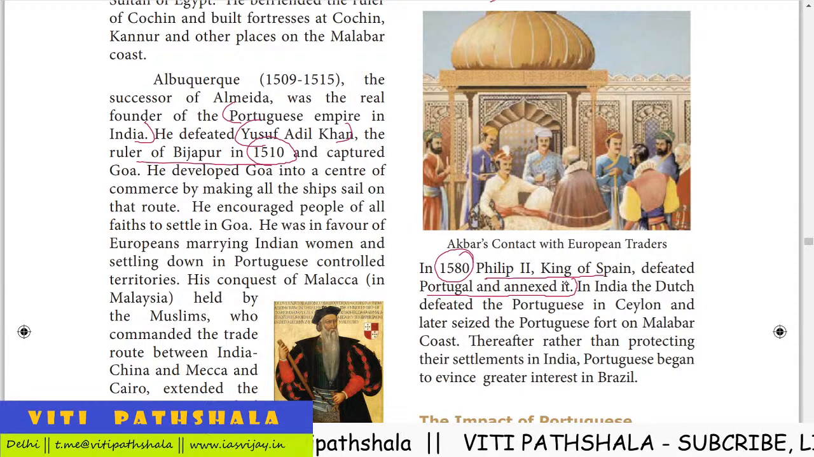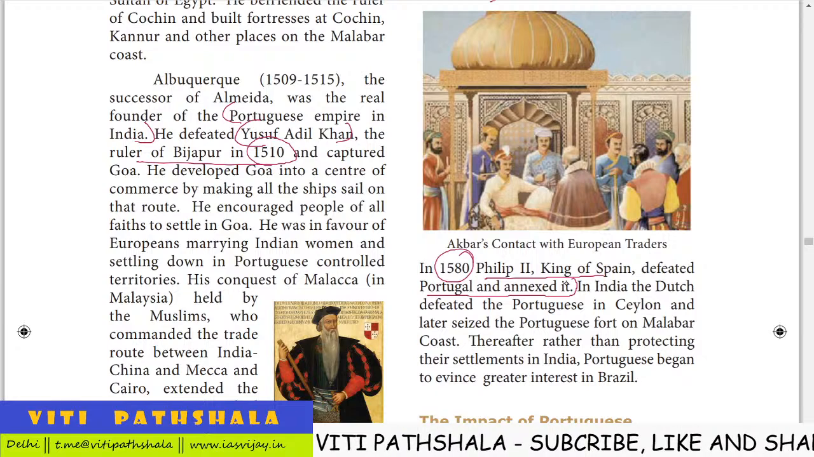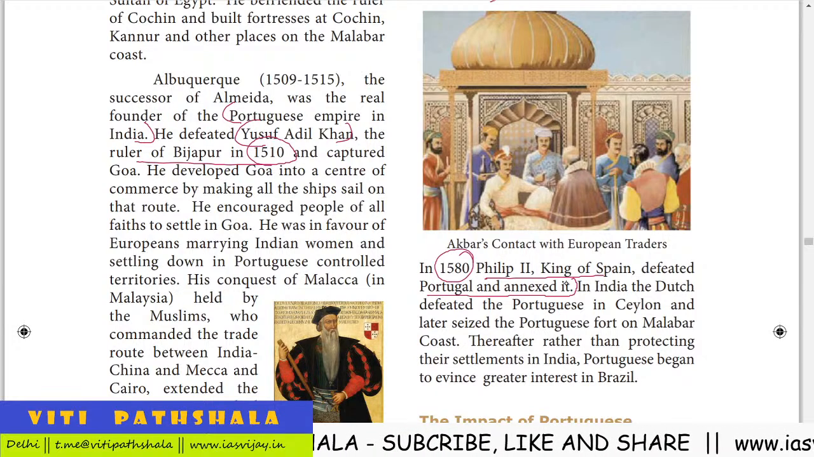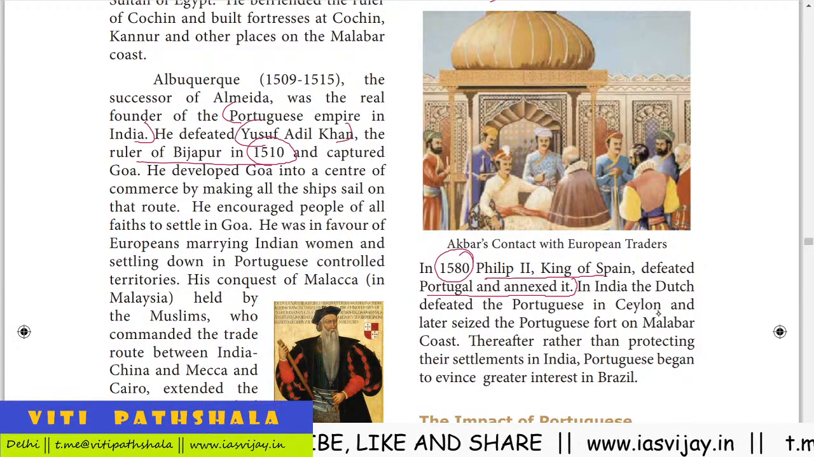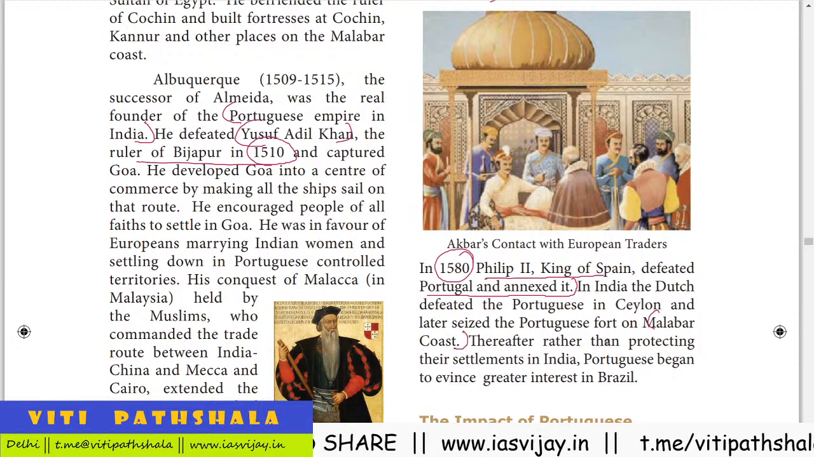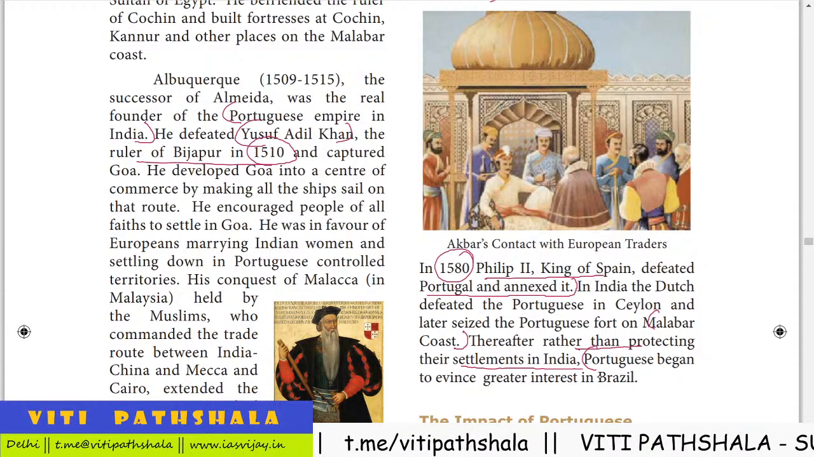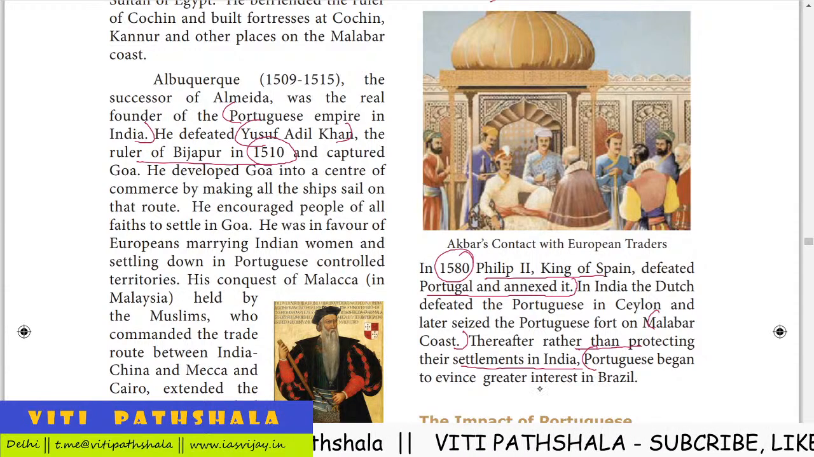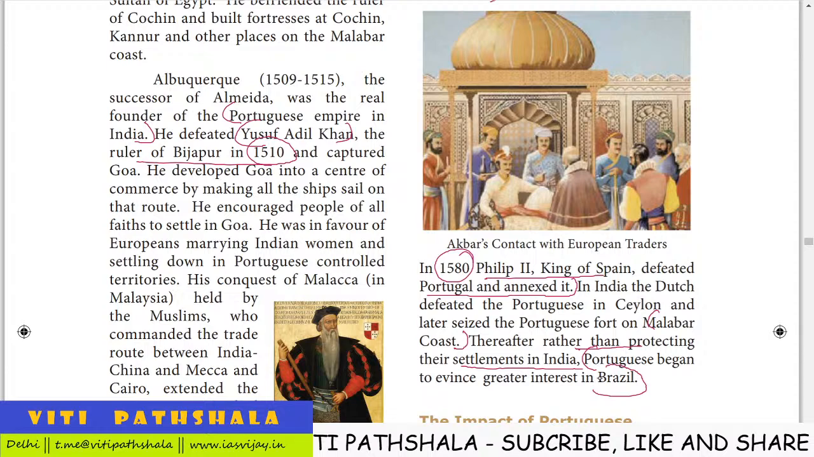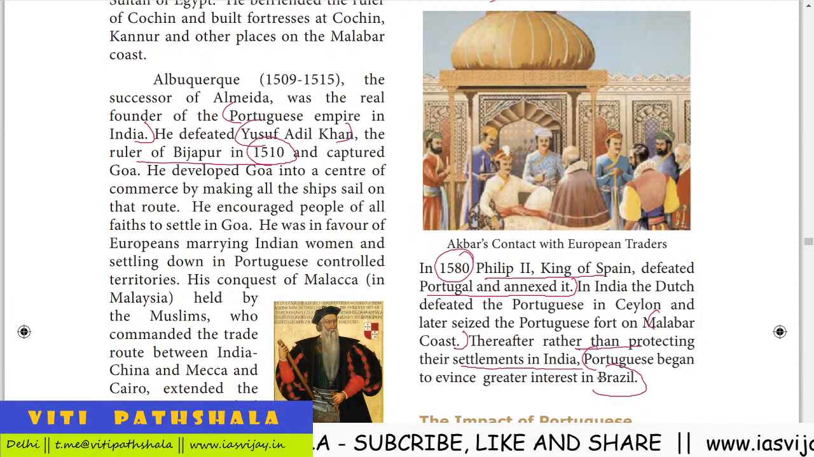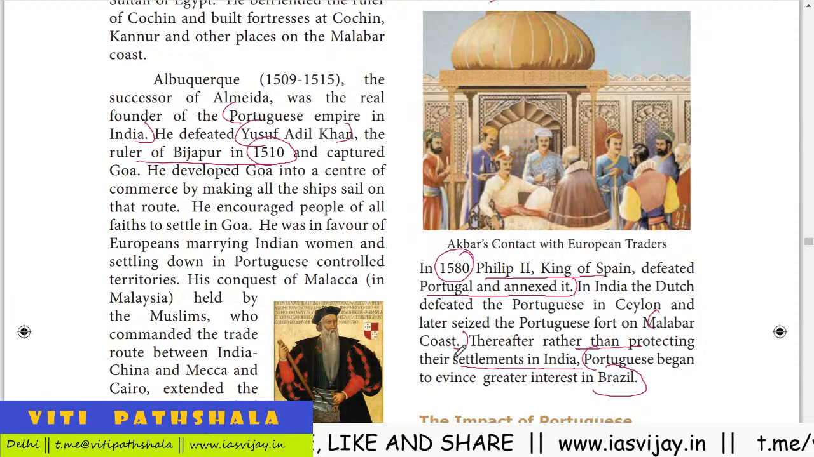In India, the Dutch defeated the Portuguese in Ceylon and later seized the Portuguese forts of the Malabar coast. Thereafter, rather than protecting their settlements in India, the Portuguese began to evince greater interest in Brazil, because Brazil was near to Portugal.